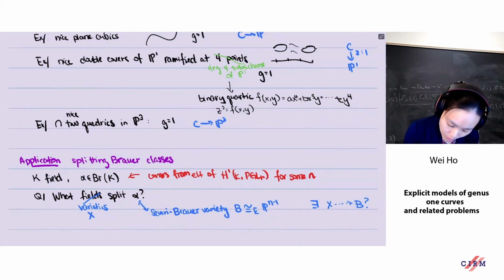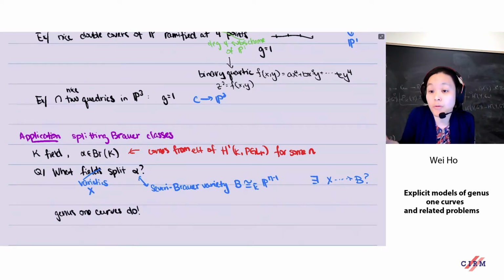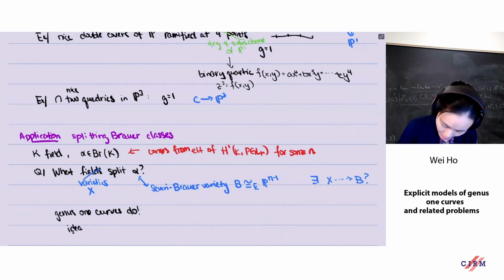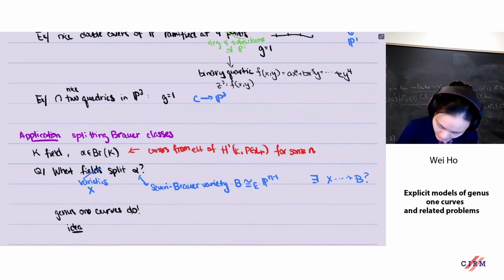Okay, and so for this application, there are lots of things that do, but the answer that we're interested in here is that many genus 1 curves do. They split an arbitrary Brauer class. This is the work of lots of people, but I worked on this with Johan de Jong, for example, in various cases. The idea here, the way it's an application of what I've described already, is that we want to twist the above constructions.